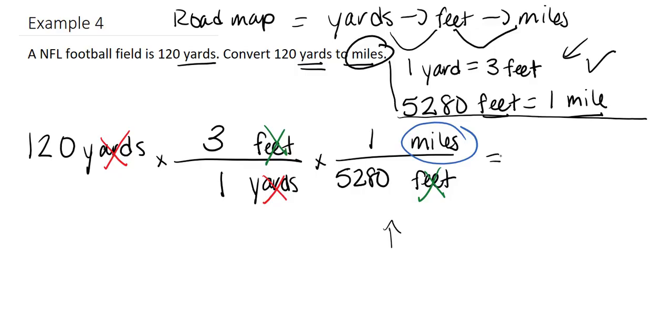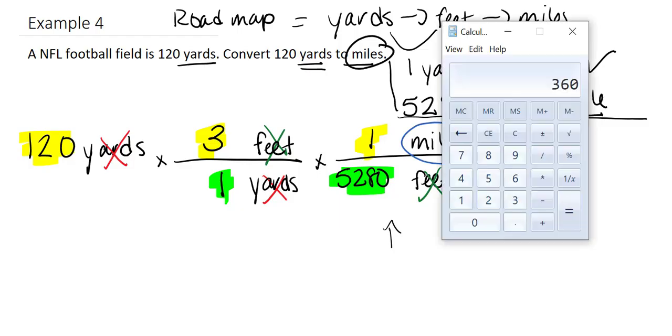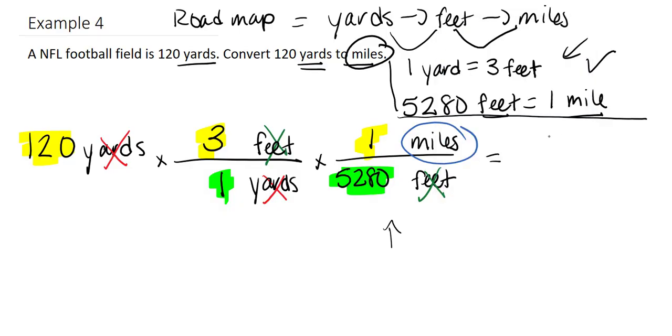And we've already crossed out our units, so all we need to do now is multiply everything that's on the top together, and then multiply everything that's on the bottom together. And then the final step is we'll take the top number and divide it by the bottom number. Well, 120 times 3 times 1. That's essentially what we're doing. So let's pull out our calculators. 120 times 3 is 360 times 1, so it's 360.